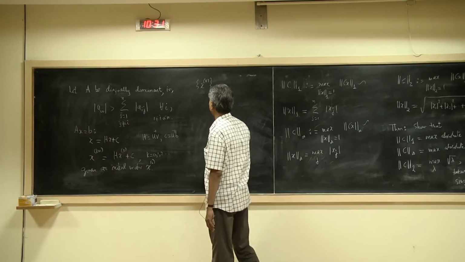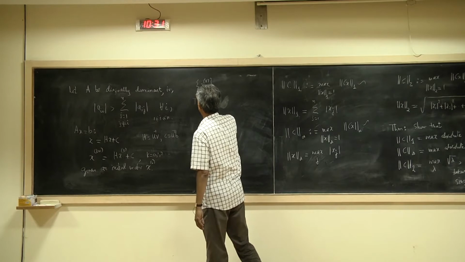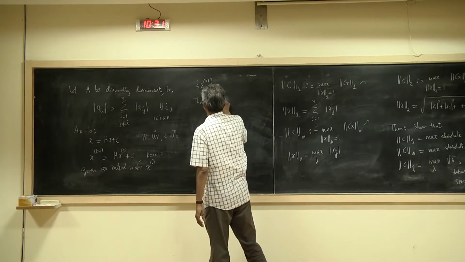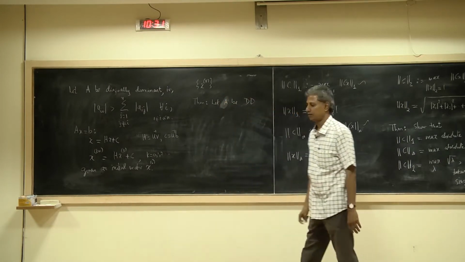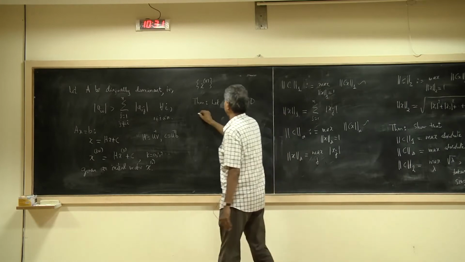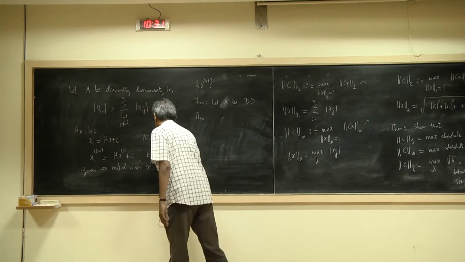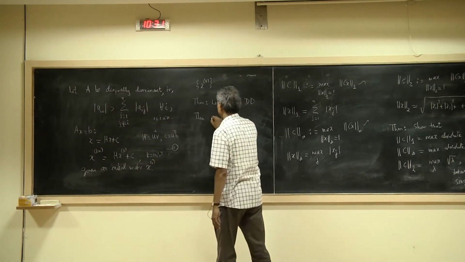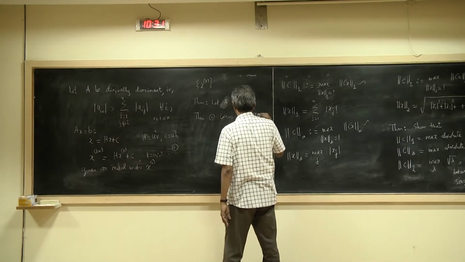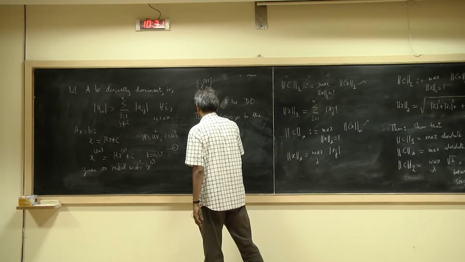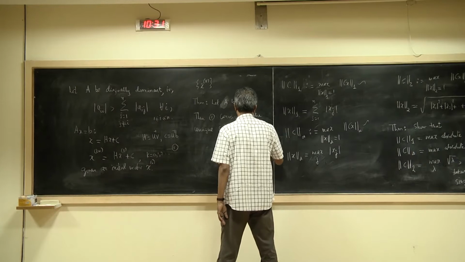Now, I'm going to connect these two. Let A be diagonally dominant. I use DD for diagonal dominance. Then that's enough. So let's call this the iterative scheme, equation 1. The iterative scheme 1 converges to the unique solution of Ax equal to b.